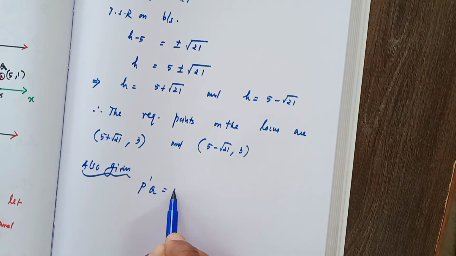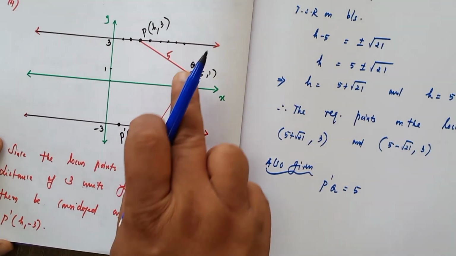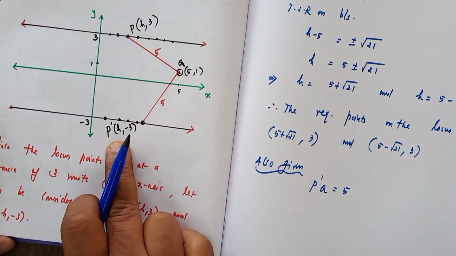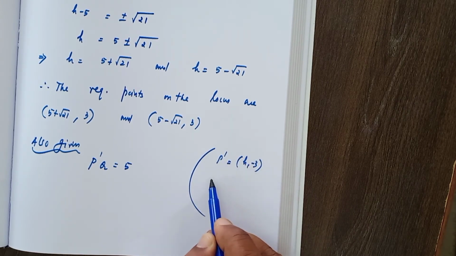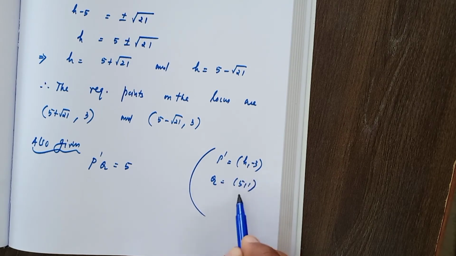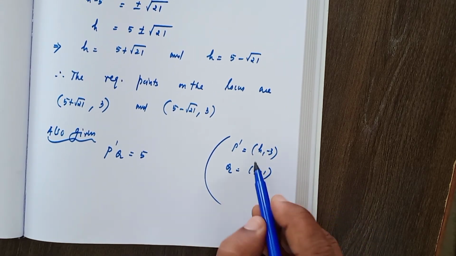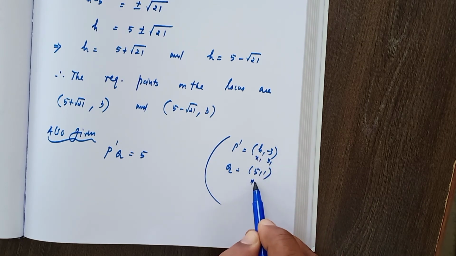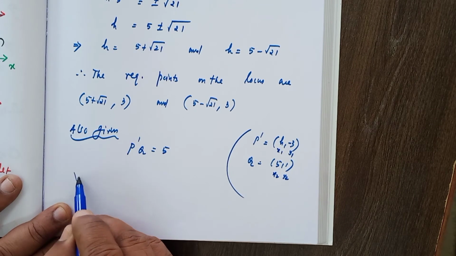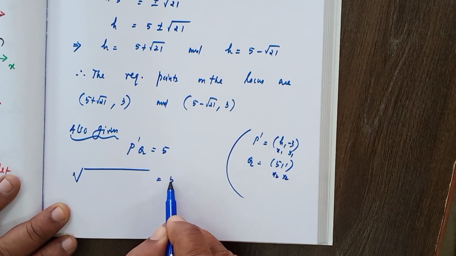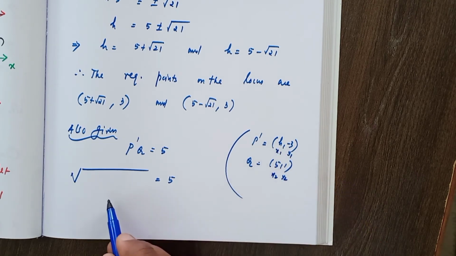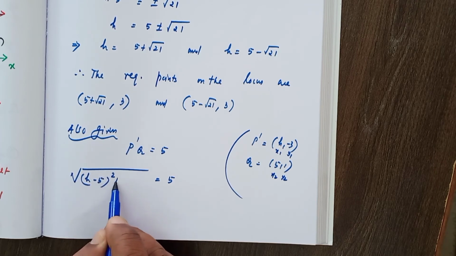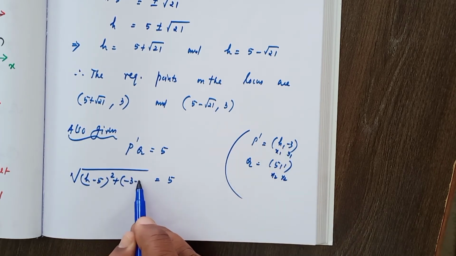Also given, P dash Q is also 5 units. P dash is (h, -3) and Q is (5, 1). Now I am going to apply the distance formula. This is x1, y1 and x2, y2. You know the distance formula, square root of (x1 minus x2) or (x2 minus x1). I consider (x1 minus x2) the whole square, that is (h minus 5) the whole square plus (-3 minus 1) the whole square.